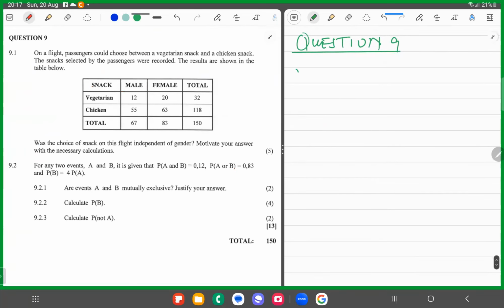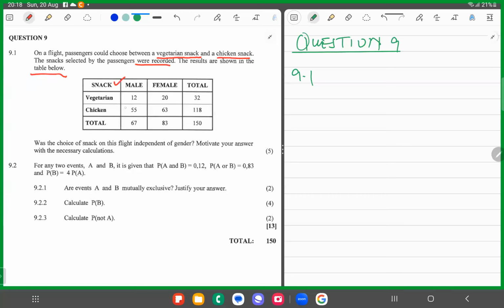Now, in 9.1, on a flight, passengers could choose between a vegetarian snack and a chicken snack. So the people on the flight, when they're flying from one country to another, there's a vegetarian snack possibly, and there's some chicken snack for them to enjoy on the flight. The snacks selected by the passengers were recorded, and the results are shown in the table below.